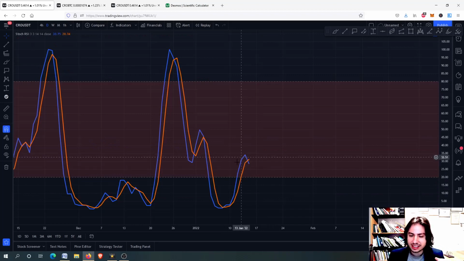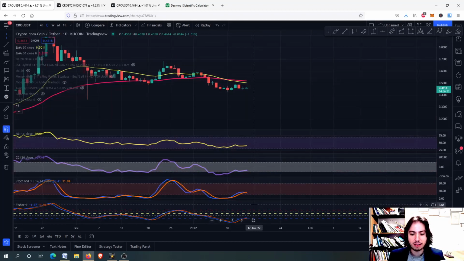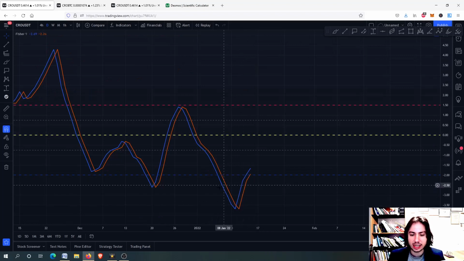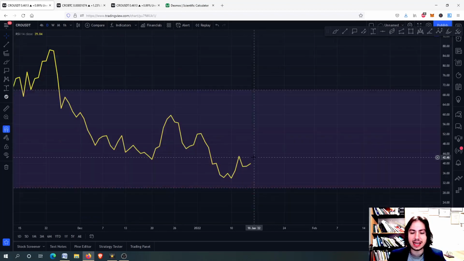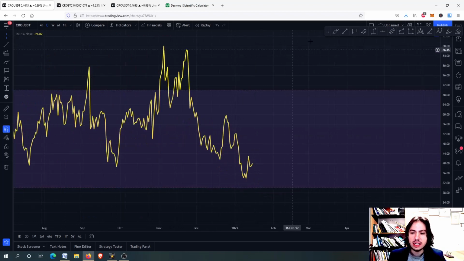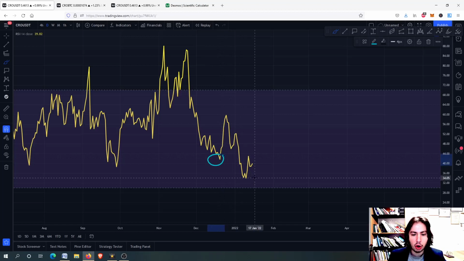So the stochastic RSI is not in an oversold. It was right here, but it can go down again. The Fisher transform the same. It was in an extreme oversold below this dotted blue line, and now it might go down again because it is not yet. But the RSI, the main thing that we have to look at now, the relative strength index, we are seeing lower highs and lower lows.